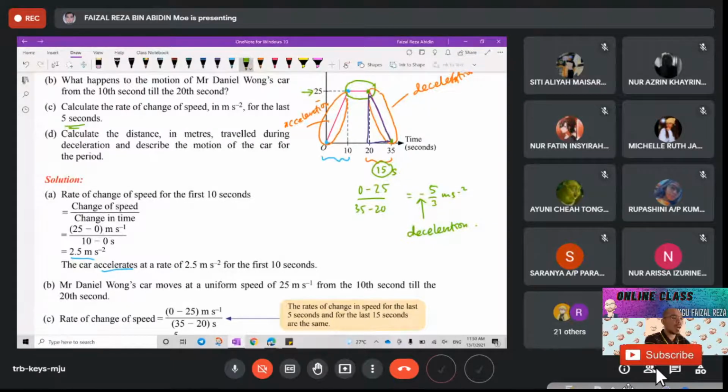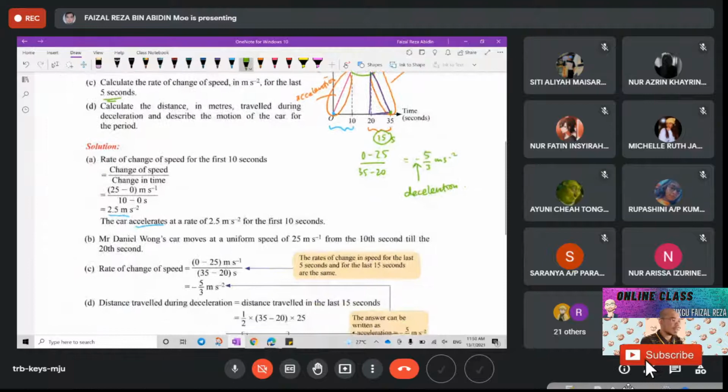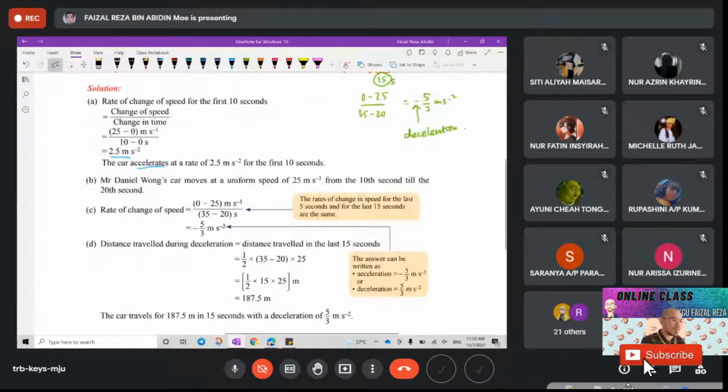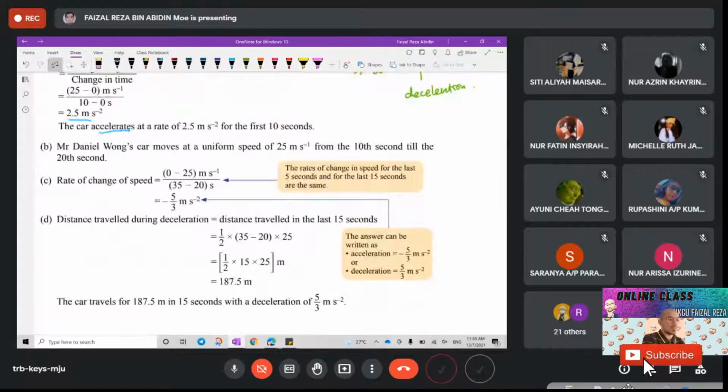Because we didn't have the 15 second speed over there, we know that they are in the same gradient. Okay, in the same gradient, so that means the rate of change is going to be the same. For the distance traveled here, we are going to find what we call the area under the graph. We have over here 187.5.